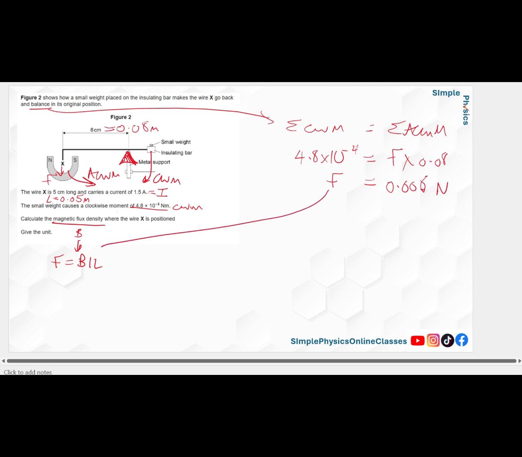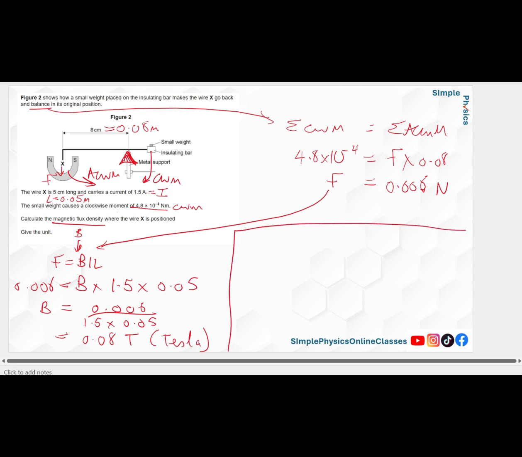So what can I do? I can now put that into here. 0.006 is equal to B times 1.5 times 0.05. So I can work out B is simply 0.006 over 1.5 times 0.05. So put it all in: answer divided by open brackets 1.5 times 0.05 close brackets, that gives me 0.08, and the unit of magnetic flux density is T or Tesla, either or. So that's the sort of question you could expect.